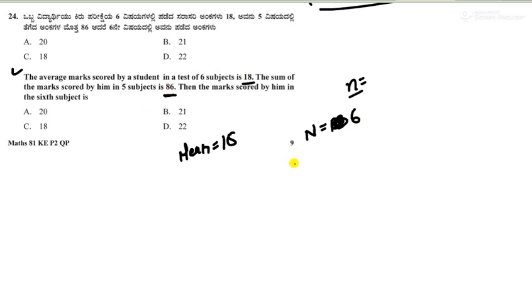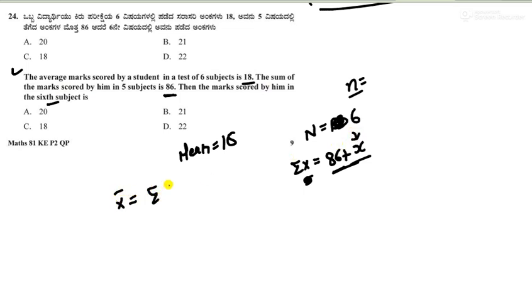Means if I write sigma x, it is 86, but only for 5 subjects. So the sixth subject is unknown, so we'll keep x. So sum of all the 6 subjects, sigma x, is 86 plus x. Then the marks scored by him in the sixth subject is that. We don't know the value of x, so we'll write the mean formula.